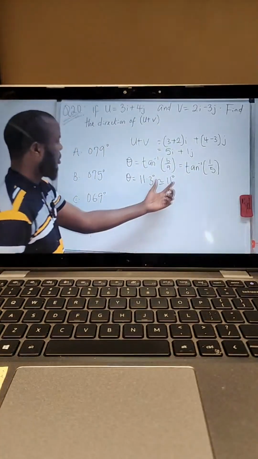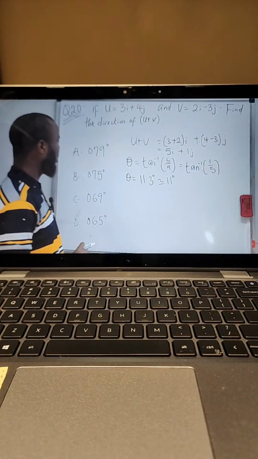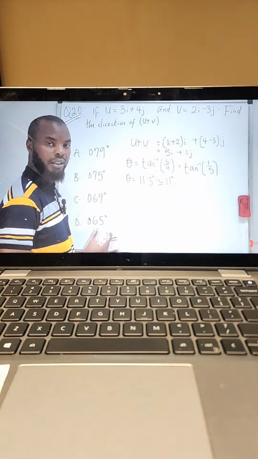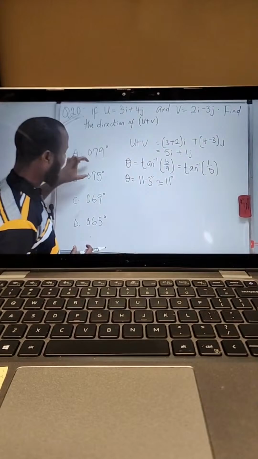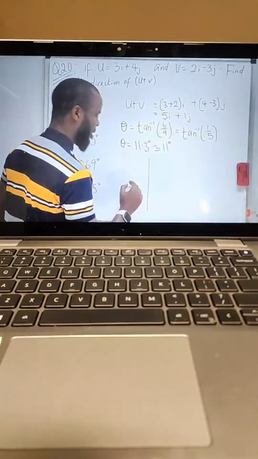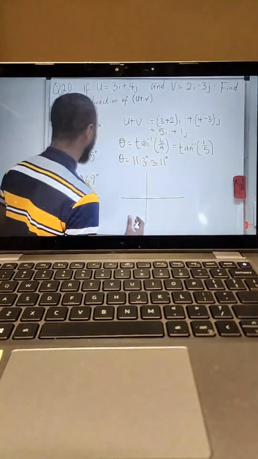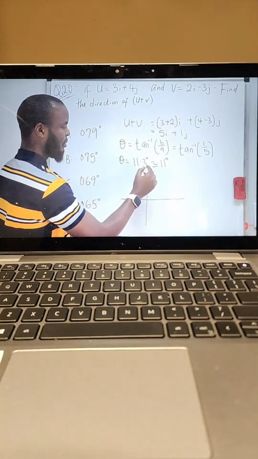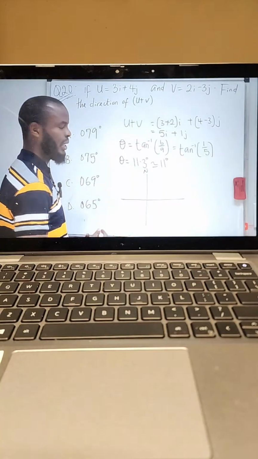Now, looking at the options given to us here, you can see that none of the options is the same thing as 11 degrees. Then what do we do? One thing I would like you to know is that these are given in 3 digits. Recall in our bearing class, you can check my channel for my videos on bearing, the 3 digits and the 2 digits. This bearing is taken from the north. Okay, we have the north, the east, south, and the west.